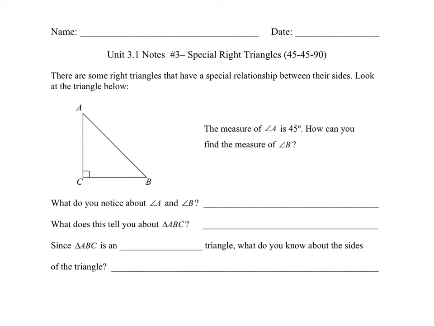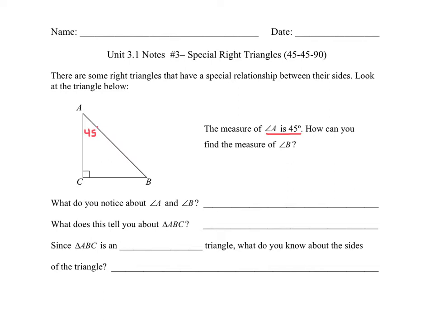Hi everyone, in today's lesson from Unit 3.1, we're going to be looking at something called a special right triangle. There are some right triangles that have a special relationship between their sides. Look at the triangle below. We're given that the measure of angle A is equal to 45 degrees, so let's put 45 in there. How can you find the measure of angle B?